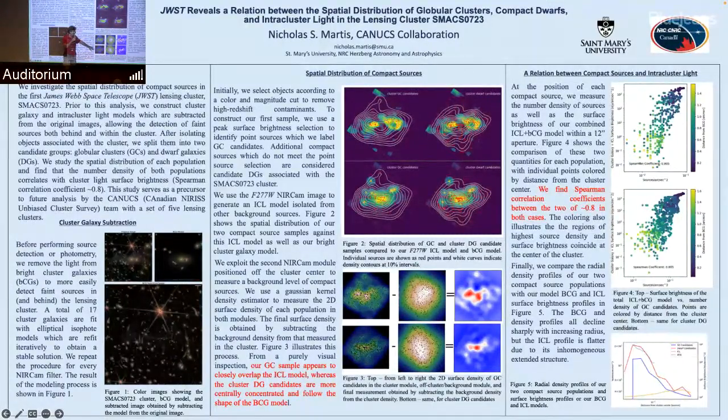On the bottom is the cluster dwarf galaxy spatial distribution, which appears to be more centrally concentrated around the central BCG. The last thing I'll point out, on the top right, is if you plot the spatial surface density of those 2 populations against the surface brightness of our total cluster galaxy plus intracluster light model, you can see that both populations correlate very strongly with the light. So regions of high compact source density are regions where both the cluster galaxy and cluster diffuse light are concentrated. I'll be at my poster tomorrow to talk about it if you like. Thank you.